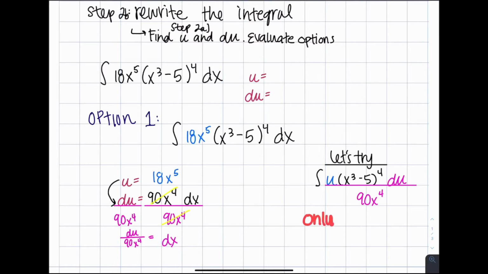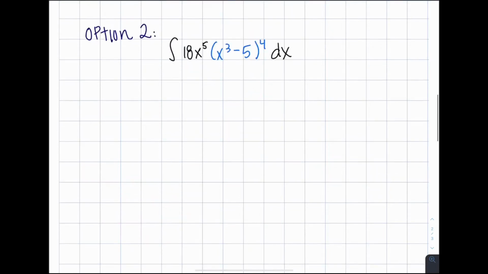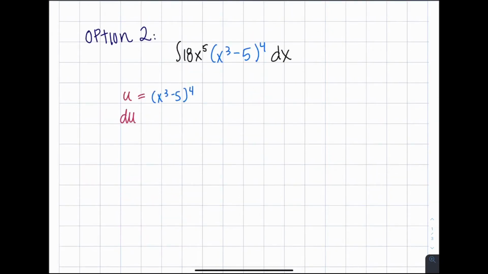However, we still have x's, and we want only terms of u. So then we're going to want to solve for x. We can do so by using our u formula. If we were to try this out, we would end up having a 5th root of u over 18. No thank you. That does not look fun to deal with. So let's try another option.